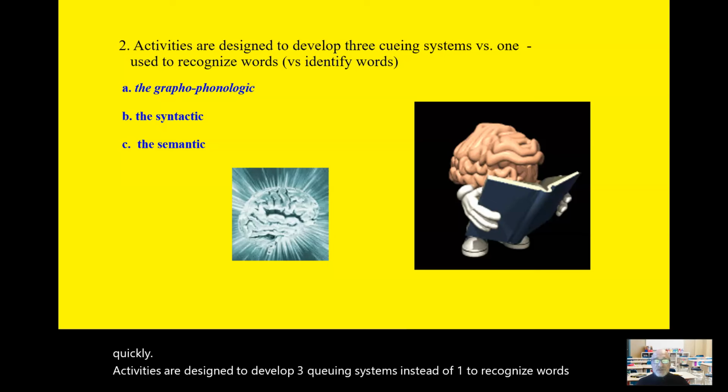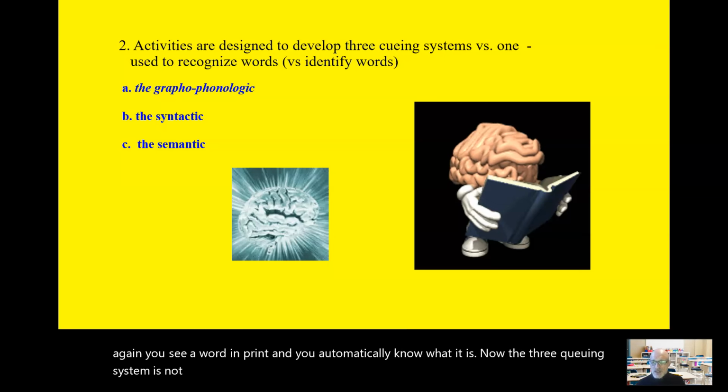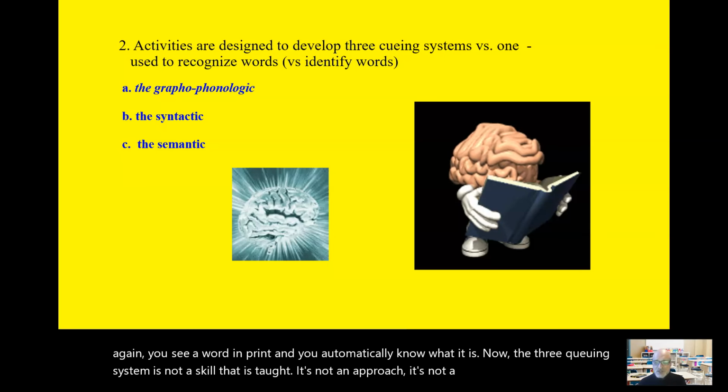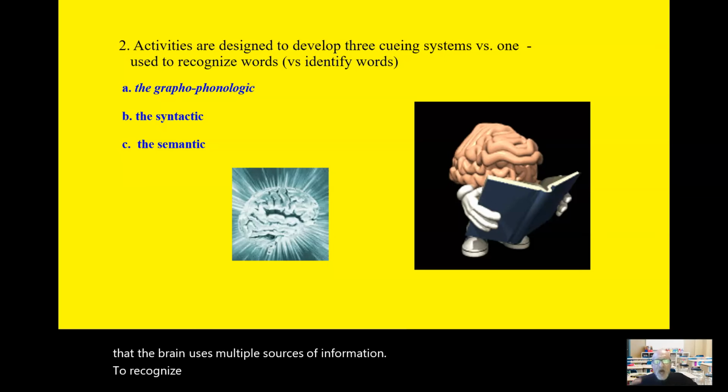And again, you see a word in print and you automatically know what it is. Now, the 3 cueing system is not a skill that is taught. It's not an approach. It's not a strategy. It's a recognition that the brain uses multiple sources of information to recognize words, to see a word and automatically know what it is.